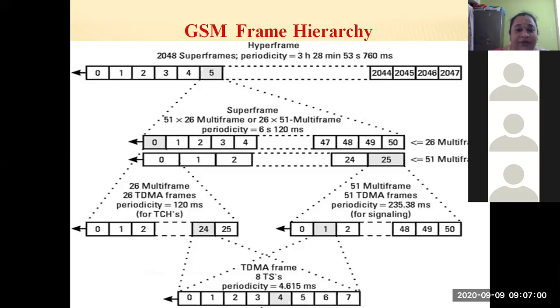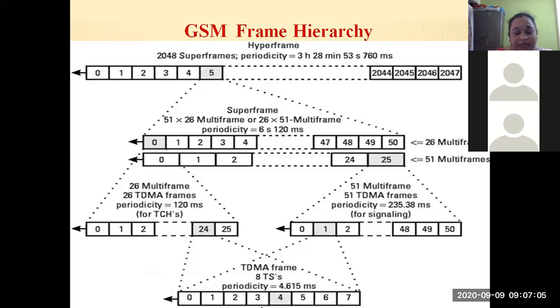So multiframes are going to consist of a number of individual TDMA frames. We are going to use them either in 26 number or in 51 number, as we already discussed in the last class. So a particular super frame may consist of either 26 multiframes or 51 multiframes.